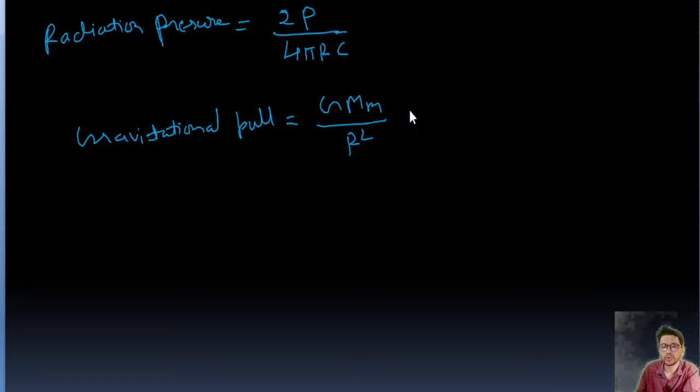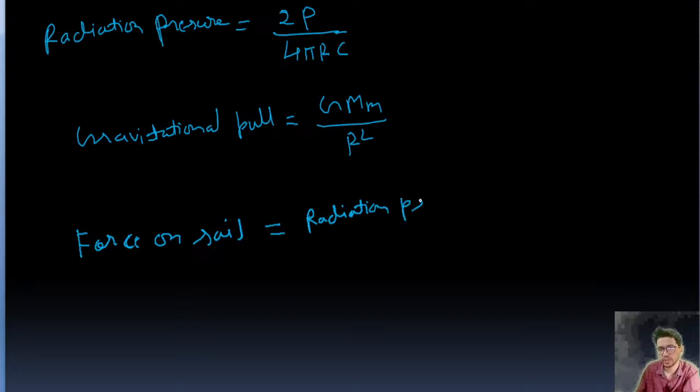Now we'll find the force on the sail. Force exerted by radiation on the sail is going to be radiation pressure into the area of the sail. Let's suppose the area of that sail is A.